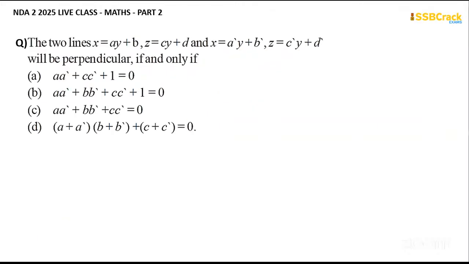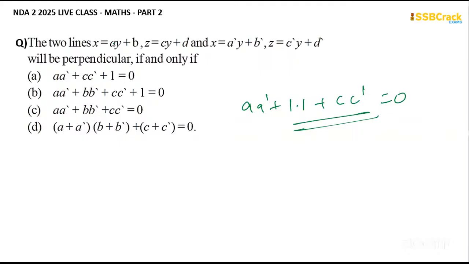Next, we have two lines, and it is asking under what condition they will be perpendicular. We already did one question of this type. If you remember, we did it in class, so I can leave it as homework as well. Even though it is very simple, they will be perpendicular if a a' plus 1 dot 1 plus c c' is equal to 0. That's it.